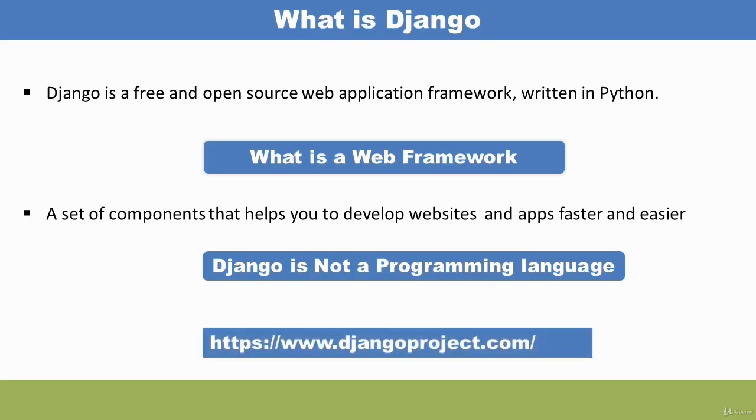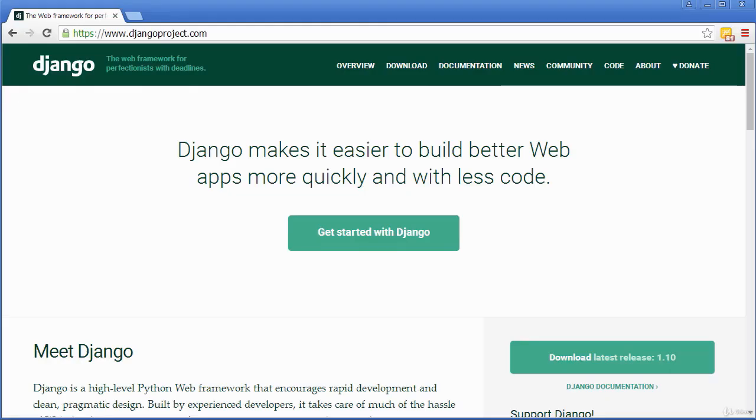This is the link to the Django website, so we'll take a look and see what they say about Django. This is the Django official website, djangoproject.com. It tells you that Django makes it easier to build better web apps more quickly and with less code. This is what Django has said about itself. There's a lot of documentation here about Django on the website, so feel free to go through the documentation available.